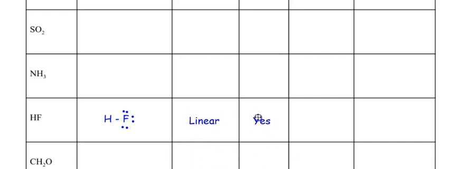Is it polar? Yes. How do I know? It is not symmetrical, and I know this bond is a polar bond. 4.0 minus 2.1 is 1.9, all right? So it's so polar, it might be ionic. All right, so what about the forces? It has all 3 of them. It has London dispersion. Every single one of these is going to have London dispersion. It also has dipole-dipole because it is polar, and it has hydrogen bonding because the H is on the F, okay?